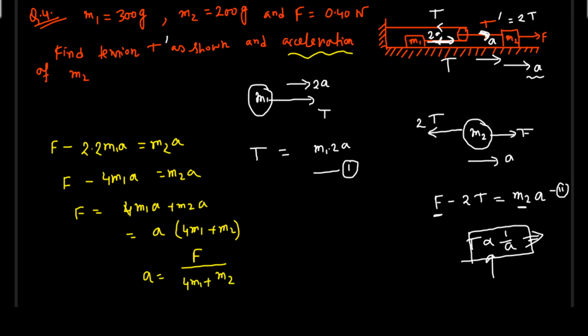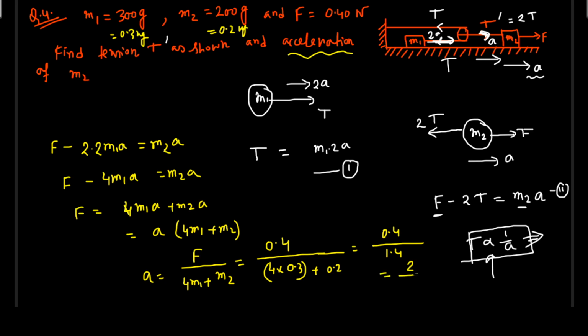Okay, so F here is 0.4 Newton. M1 you can take as 0.3 kg and M2 as 0.2 kg. So 4 into M1, which is 0.3, plus M2, which is 0.2. So it will be 0.4 divided by 1.2 plus 0.2, that is 1.4. So it will be 2 by 7 meter per second square. So acceleration is 2 by 7 meter per second square.